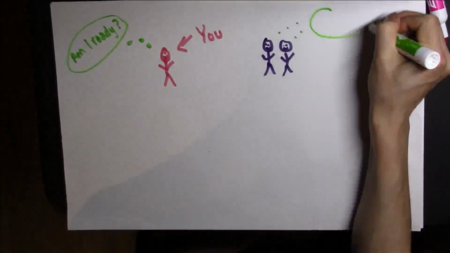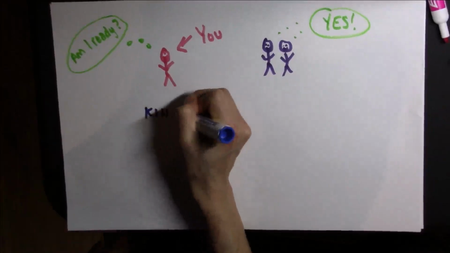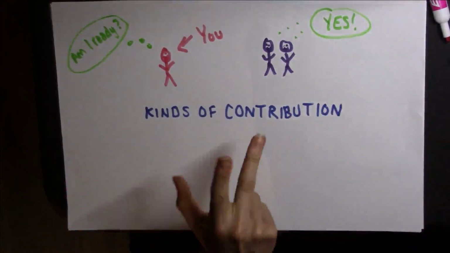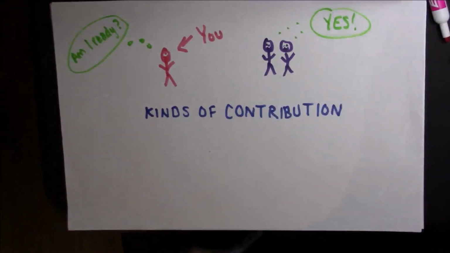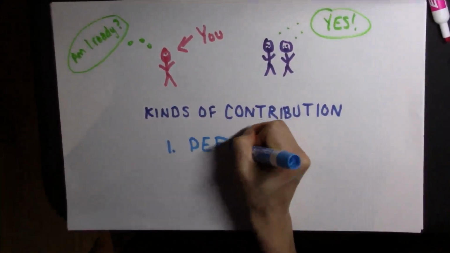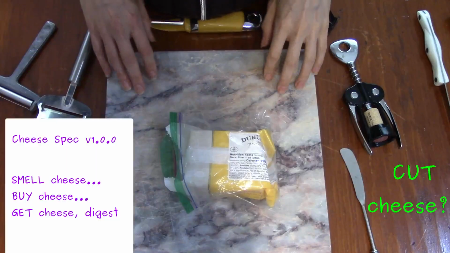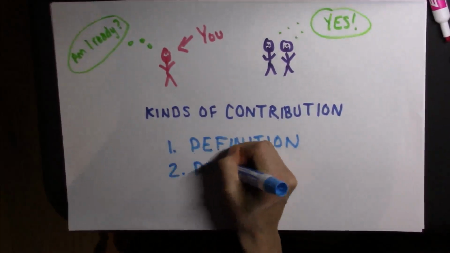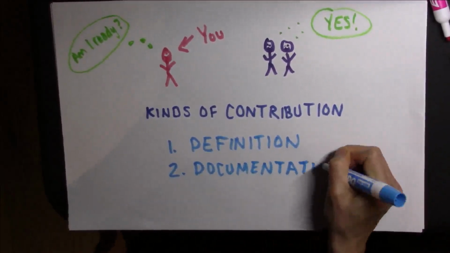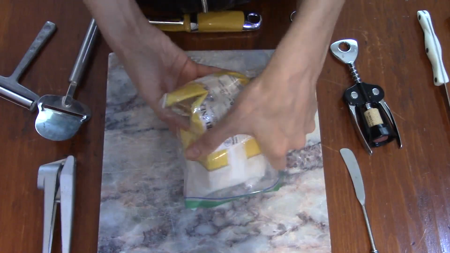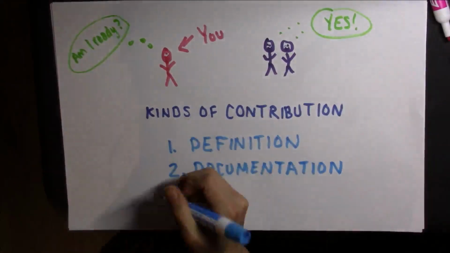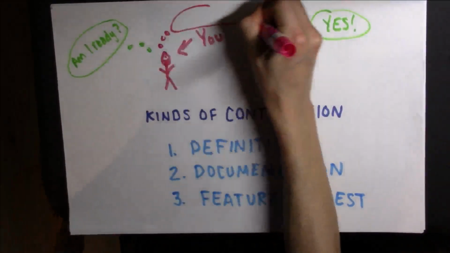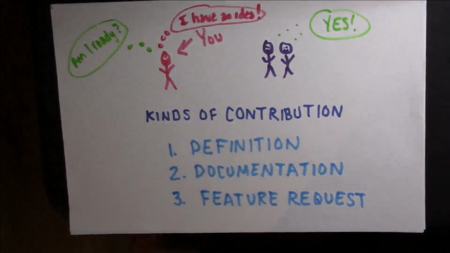So what are the different kinds of contribution that you can do? Generally, you are likely going to fit into one of 3 scenarios. 1, definition. You have a goal or a need that is not addressed by a specification. 2, documentation. An idea or concept is not well explained enough for you to use it. 3, a feature request. You have a new exciting idea for an extension to a specification.